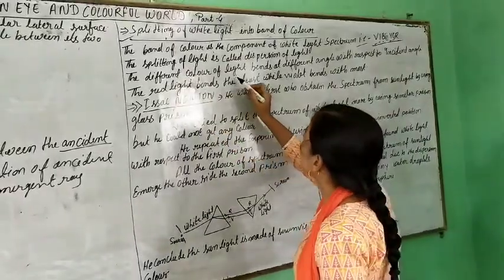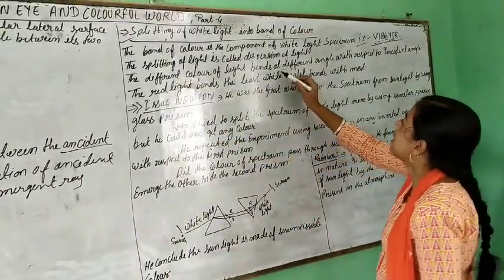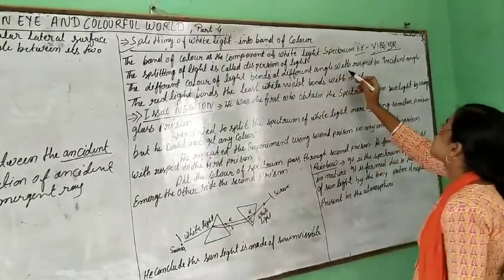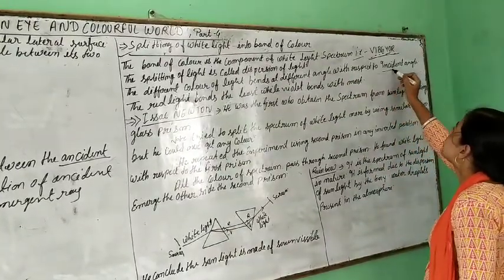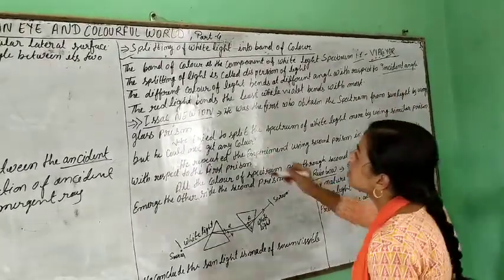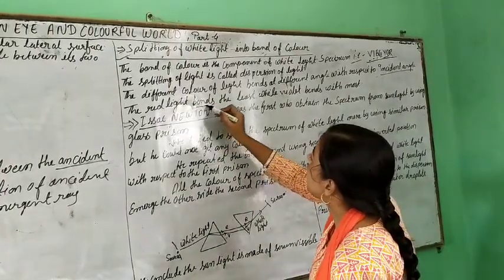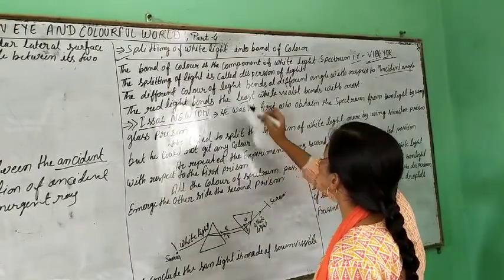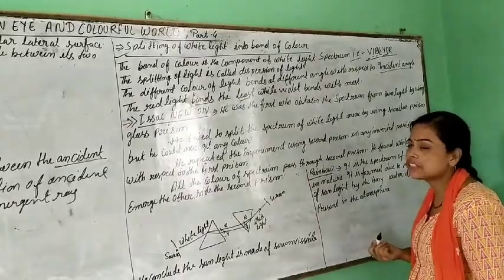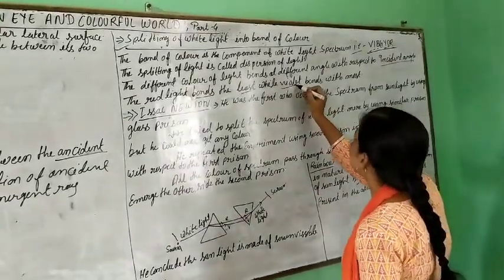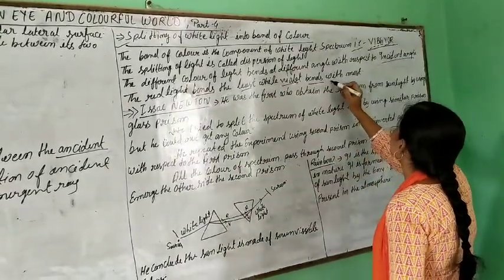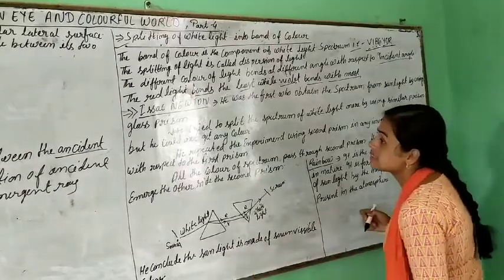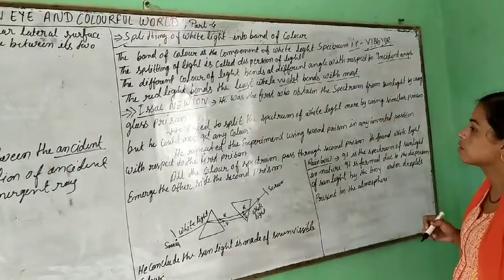Different colors of light bend at different angles with respect to the incident ray. The red light bends the least, but violet bends the most. Violet's deviation is very high, so it bends the most.